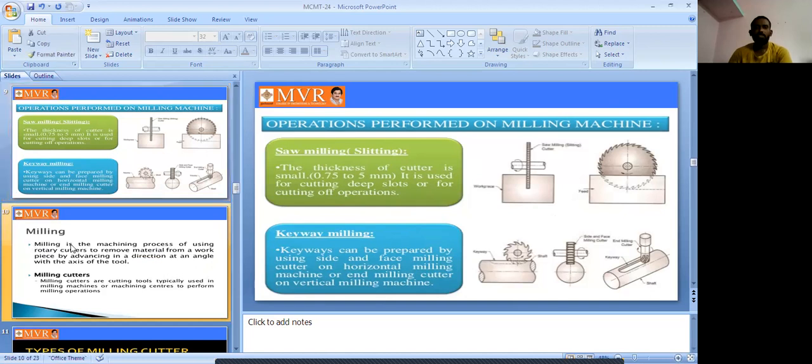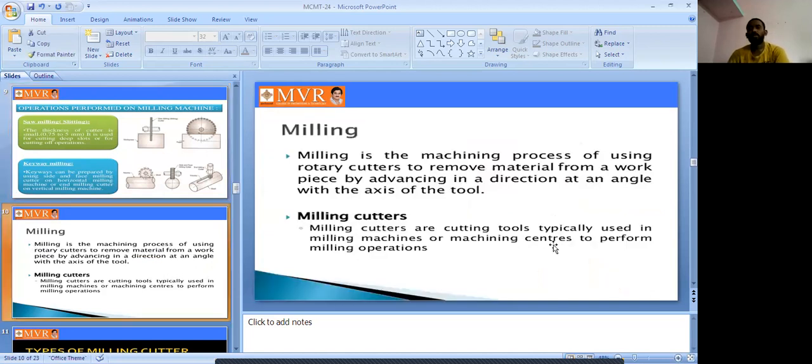Next we will discuss milling cutters. What are the different types of milling cutters? After milling cutters, we will discuss the holding devices. What are the milling holding devices? After that we complete the fourth unit. In the fourth unit, the topic is milling machine only. What is the milling machine?